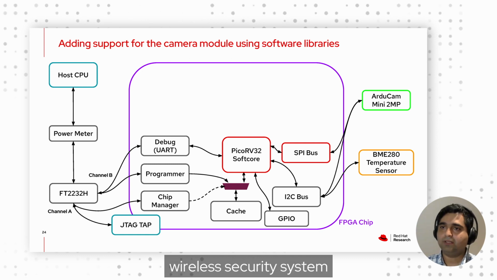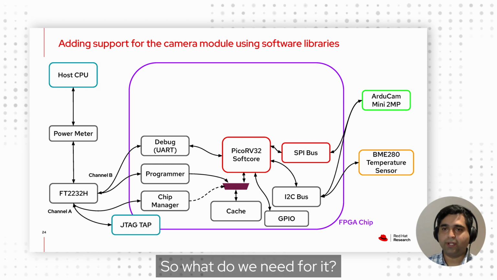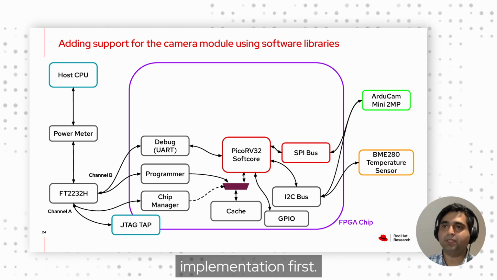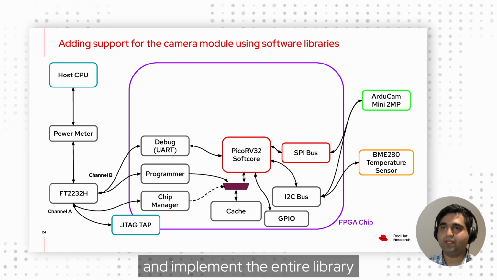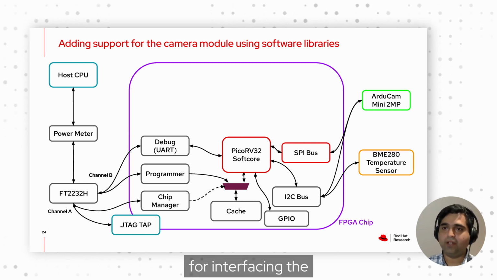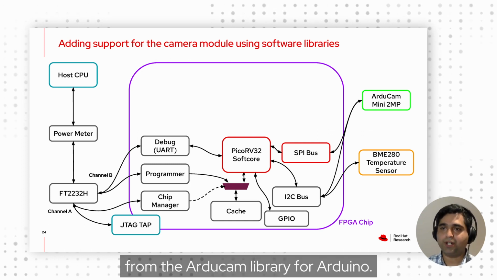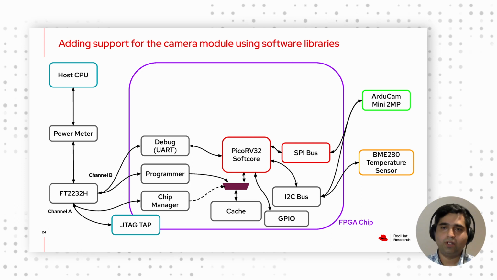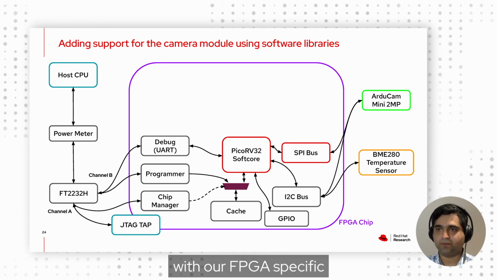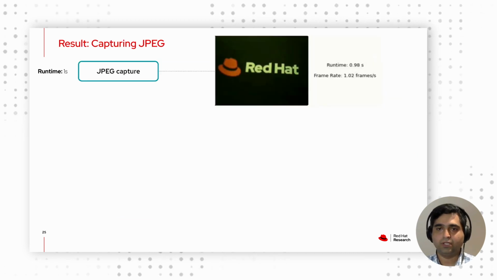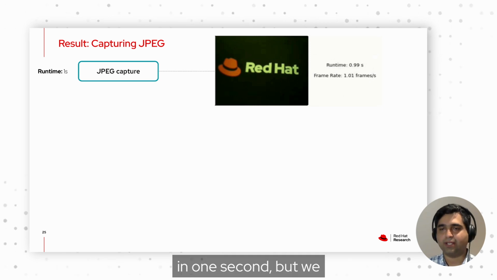So let's extend this concept a bit further. We want to build a wireless security system, or we want to build a doorbell camera. So what do we need for it? Well, let's do the most basic implementation first. Let's only have the SPI controller in hardware, and implement the entire library for interfacing the camera module in software. This is something we ported over from the ArduCam library for Arduino, and we just replaced the low-level functions with our FPGA-specific or software-specific function calls. So for JPEG capture, we were able to get the image out in 1 second.